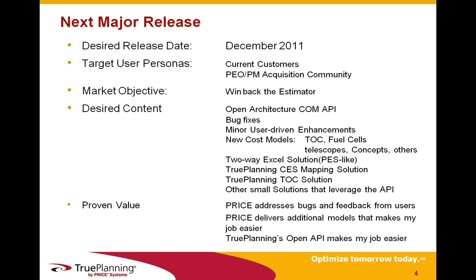A reminder that what this release is all about is winning back the estimator. We're delivering the Open Architecture COM API and some solutions that use that API. We're fixing bugs that we've heard back from the field. We're introducing new models to address some of the issues that we've heard, capabilities that our clients are asking for. So what we're hoping is that our clients, after they experience this release, will come back and say, PRICE is addressing the bugs and feedback that I've given them, delivering additional models that will make my job easier, and they have an open API that will make my job easier.